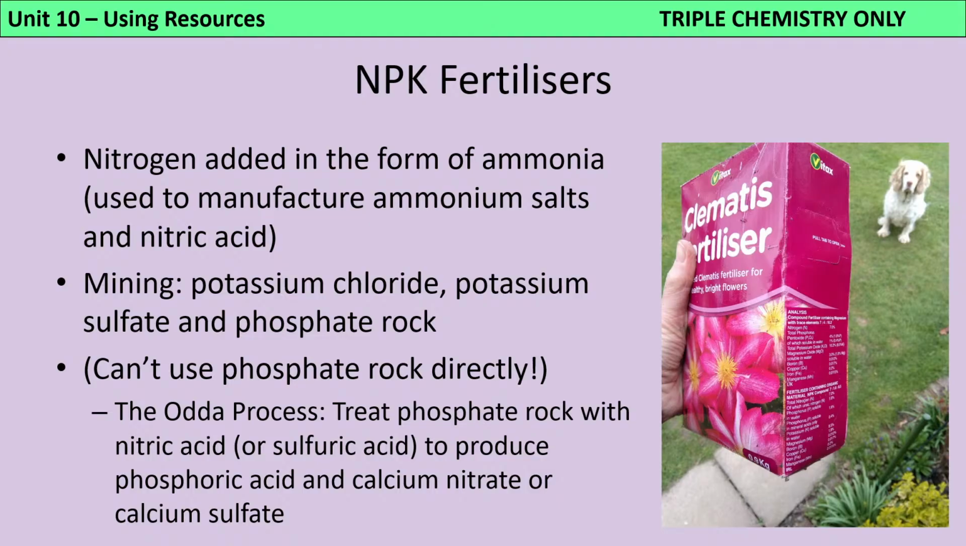The potassium chloride and the potassium sulfate are soluble, so we can just put those in the fertiliser, but phosphate rock is a rock, so you can't put it in. So what you do is you break down that rock by using nitric acid, or less commonly sulfuric acid, and that produces phosphoric acid, and then calcium nitrate or calcium sulfate, which is what we're going to be left with.